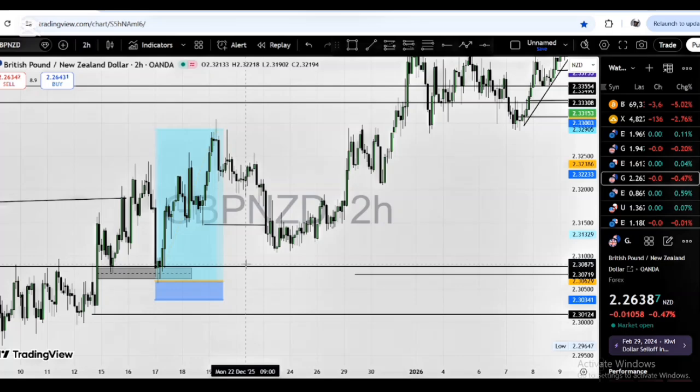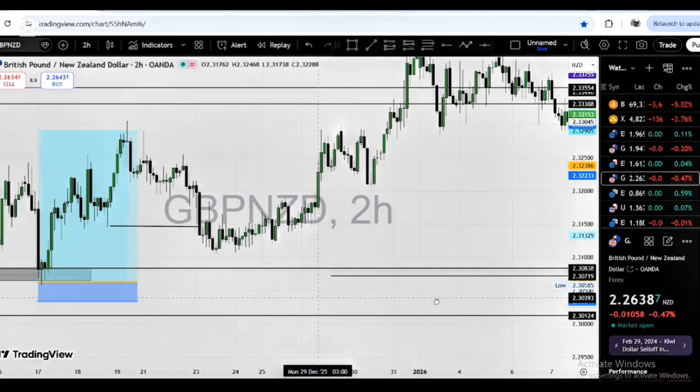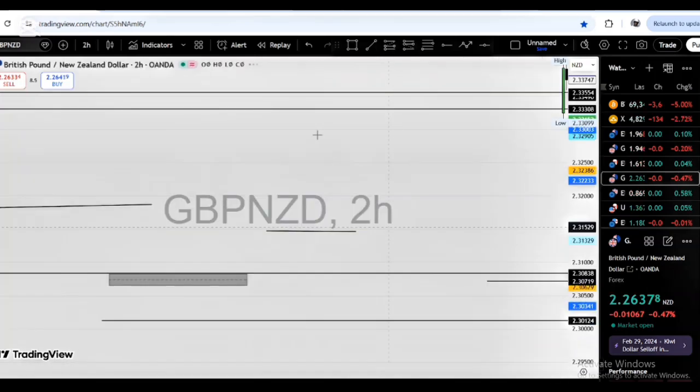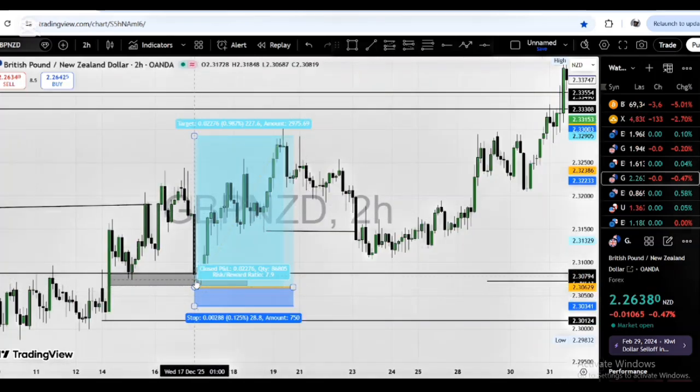So entry. Now look for bullish confirmation like a pin bar or engulfing candle at the previous structure. You understand? You have to look for a pin bar. There must be a rejection candle, which is this particular one. We have this rejection candle. This is the rejection candle here.